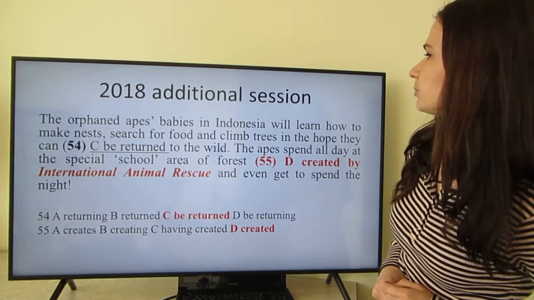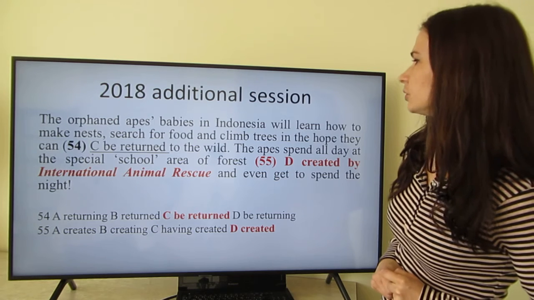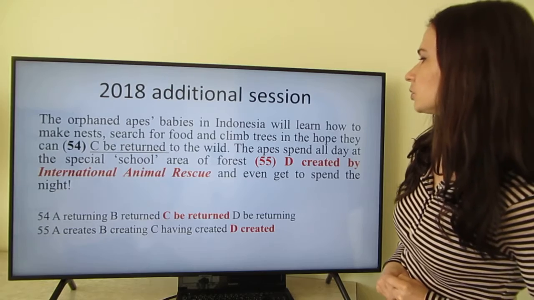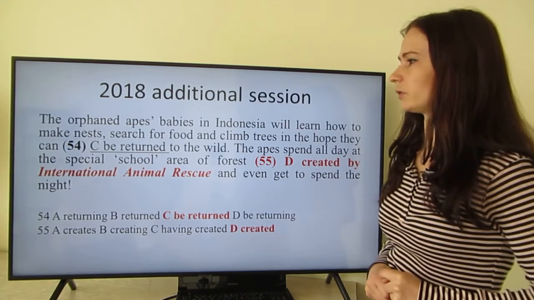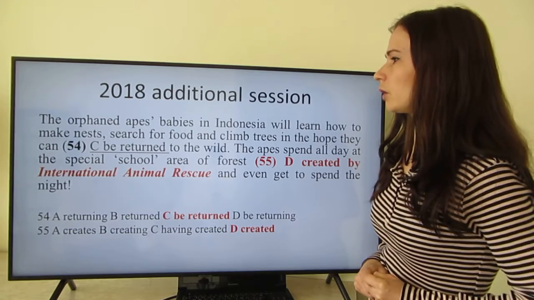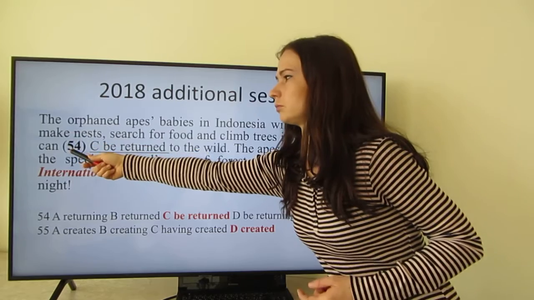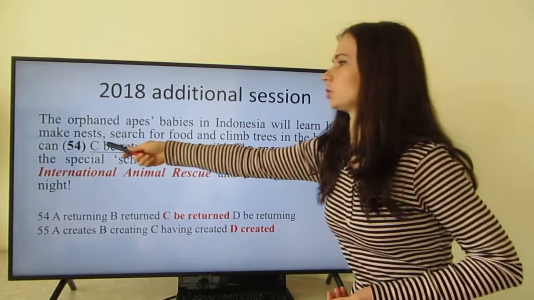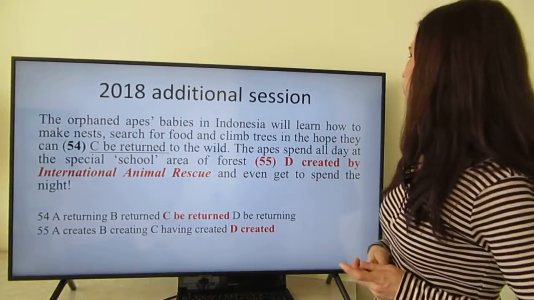The orphaned ape babies in Indonesia will learn how to make nests, search for food and climb trees in the hope they can be returned to the wild. Gap 54, be returned. This is the passive, which comes after the modal, can be returned. So we just omit to be returned. Can be returned to the wild.